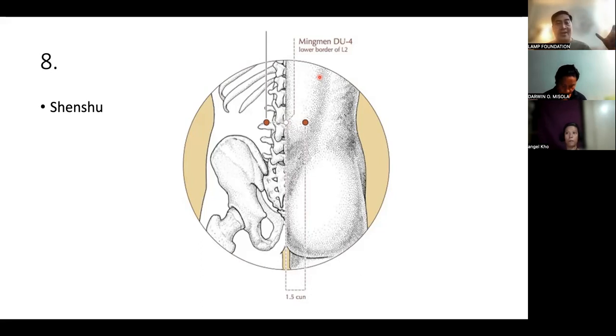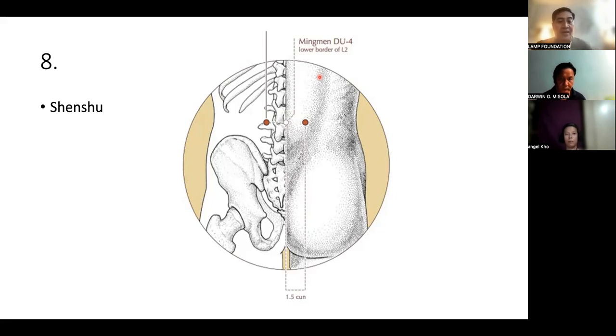Okay? Waistline. So first you need to locate this line, called the Tuffier's line. This is the line connecting the highest points of the iliac crest.